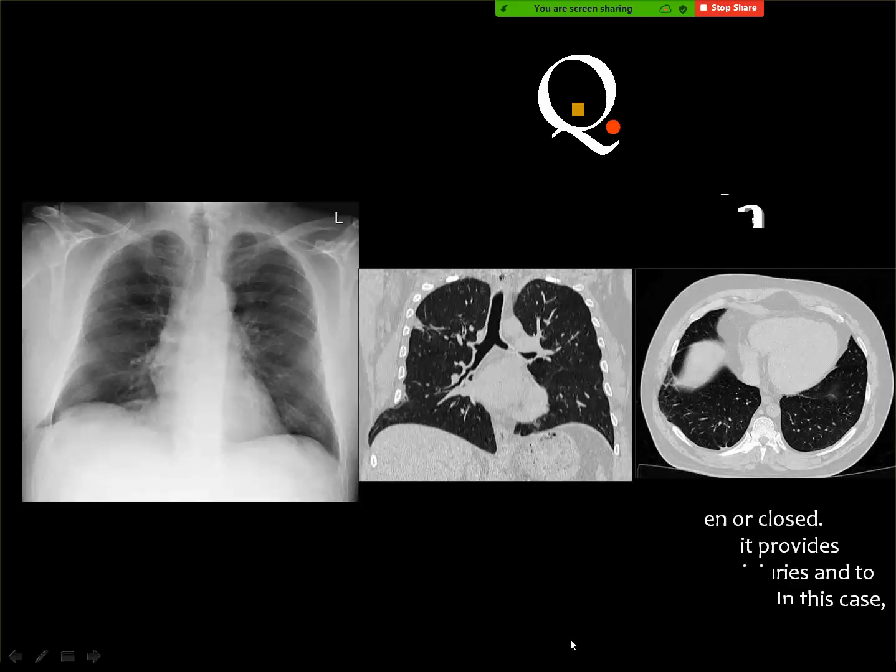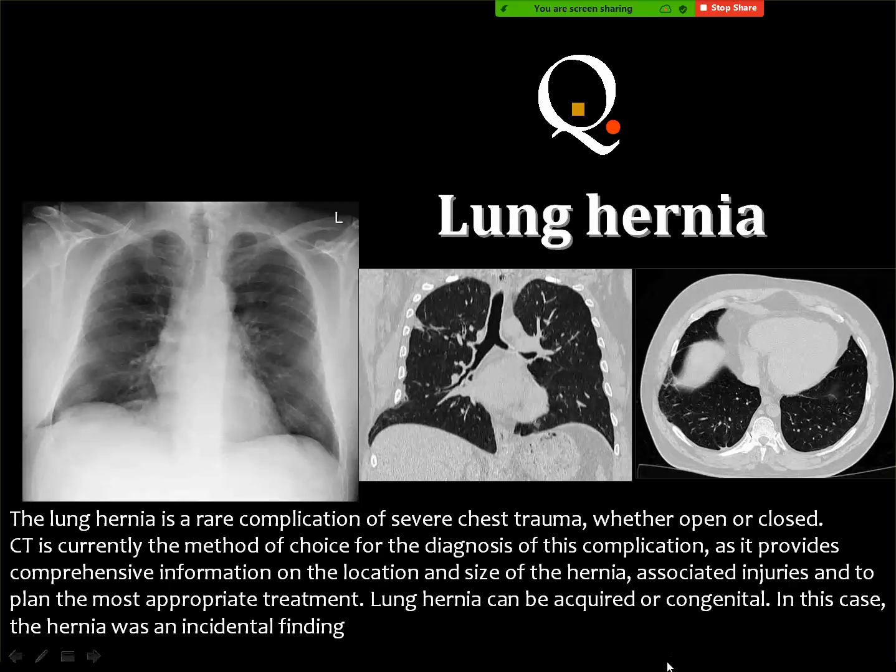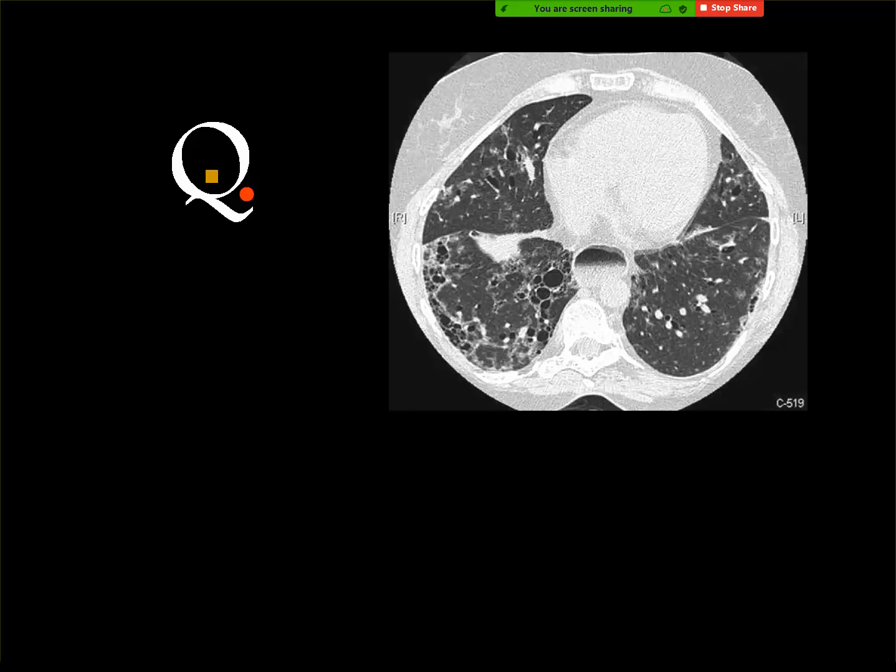Lung herniation. Very good. Lung herniation. And you see this part of the lung, which is outside the thoracic cavity, and by the CT scan it is well appreciated. And this is lung herniation. You know that lung herniation can be idiopathic or an incidental finding and can also be secondary to trauma.